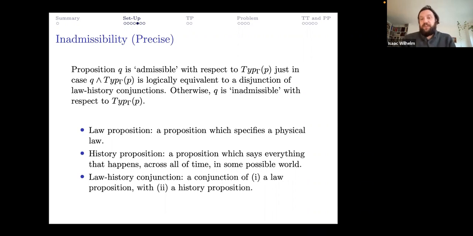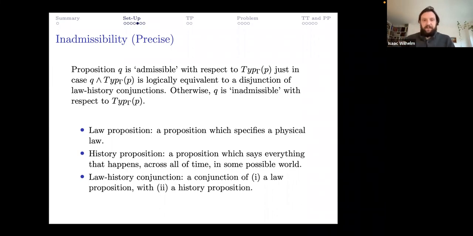Okay, so let me just quickly clarify the notion of a law history conjunction. First, a law proposition is just a proposition which specifies a physical law. Second, a history proposition is just a proposition which specifies everything that happens across all of time in some given possible world. And then finally, a law history conjunction is just a conjunction of a law proposition and a history proposition.